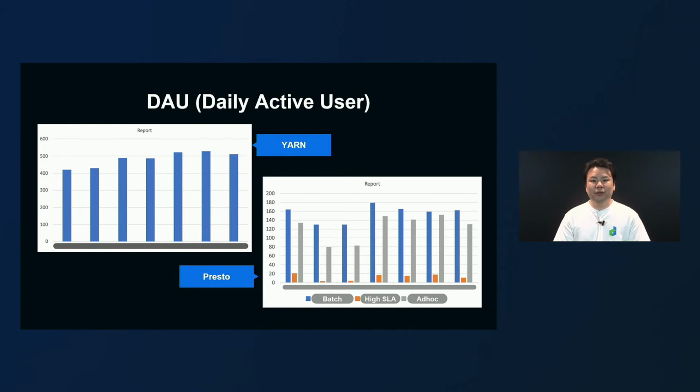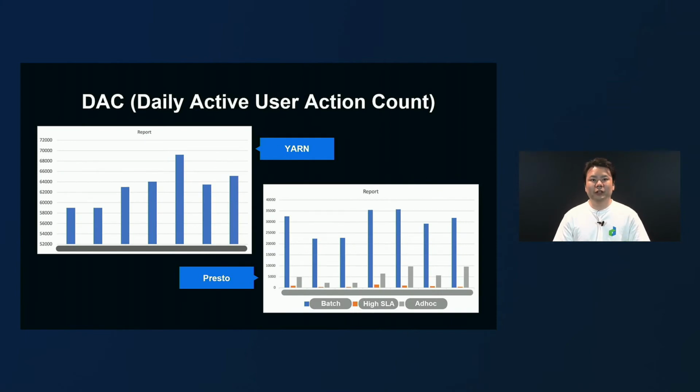The DAUs only show the users who directly use data, and users accessing data indirectly, for example, from dashboards of BI tools, are not included. And of course, if we add them, it's going to be higher.